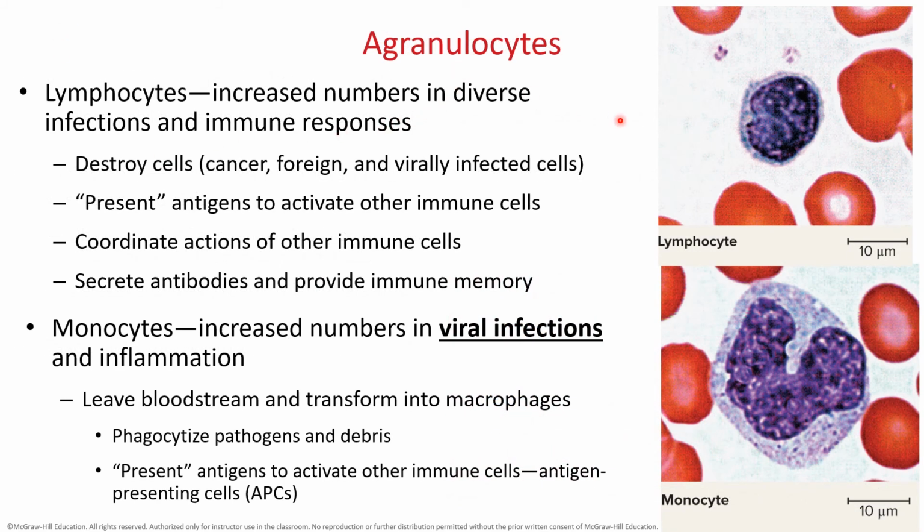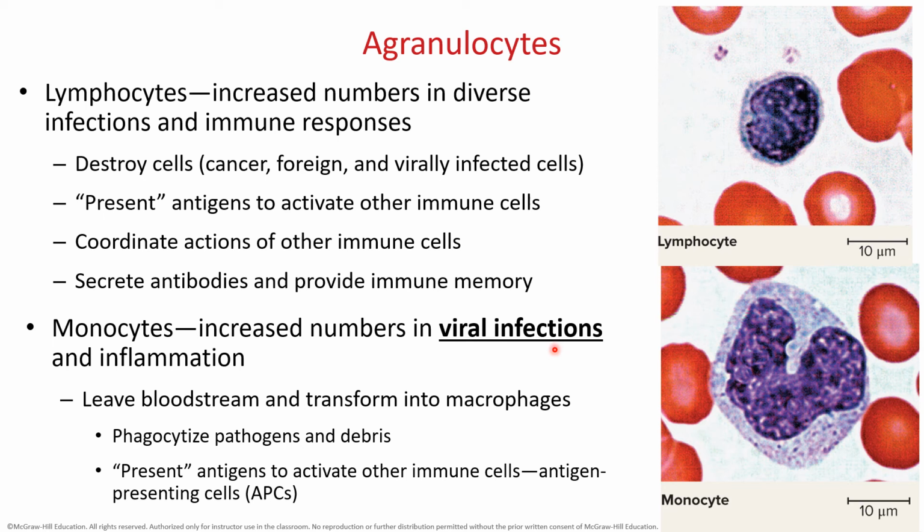Now we're going to talk about the agranulocytes. These are lacking the granules. Lymphocytes are going to be increased in numbers in diverse infections and many different immune responses, so there's a few different examples there. Monocytes are going to be increased in number in viral infections. So monocytes are going to be increased in viral infections.